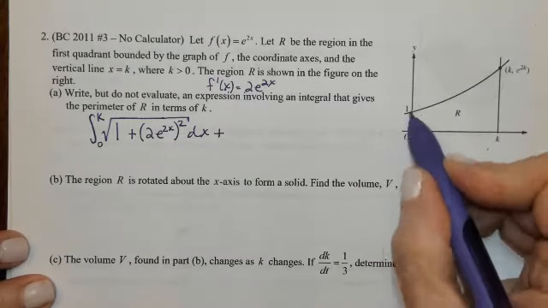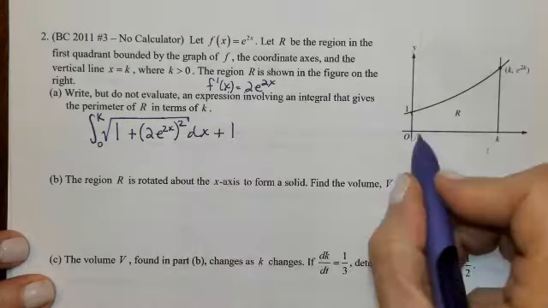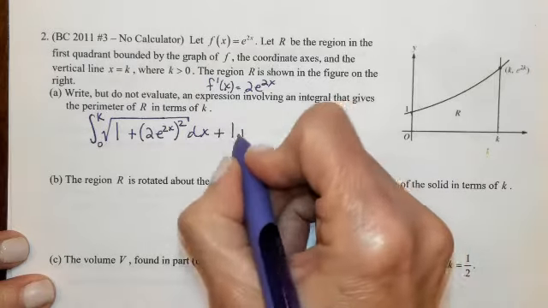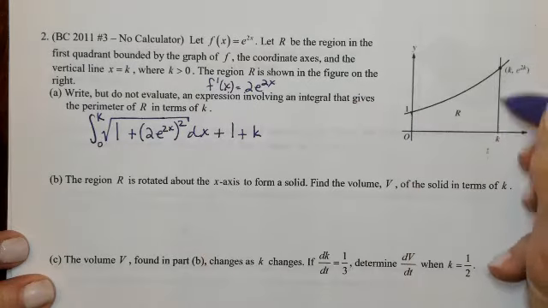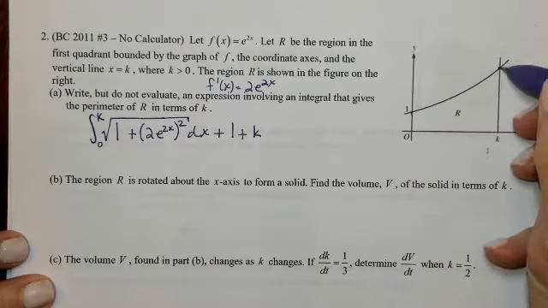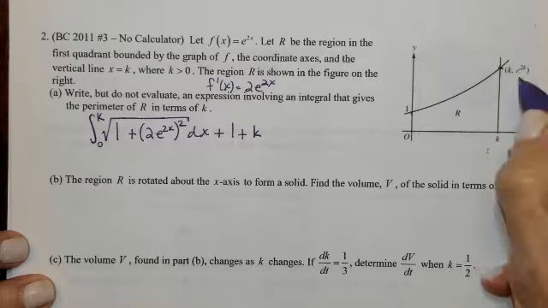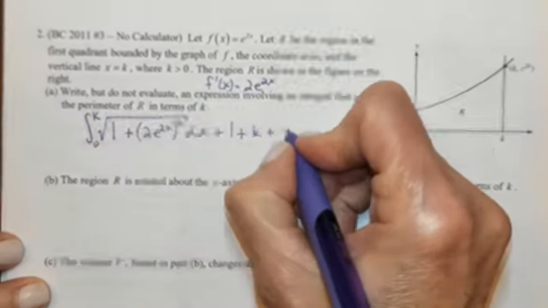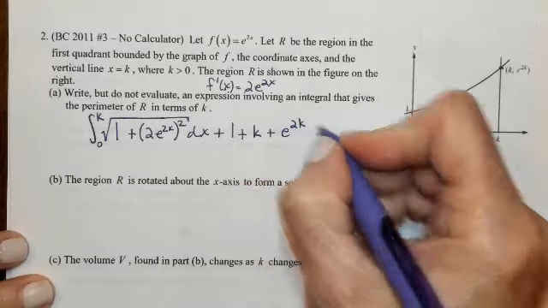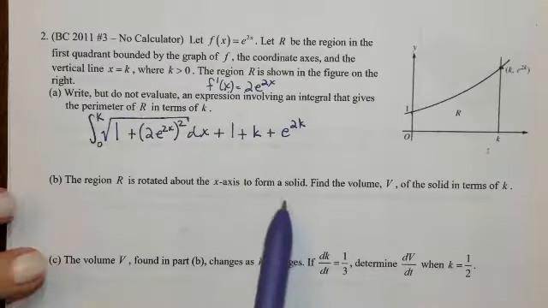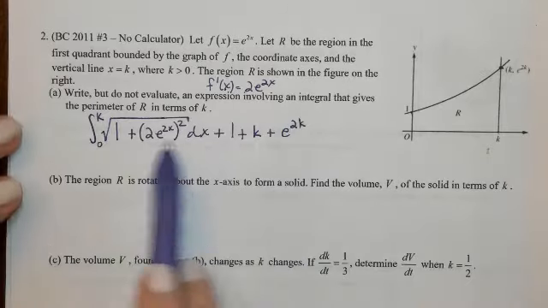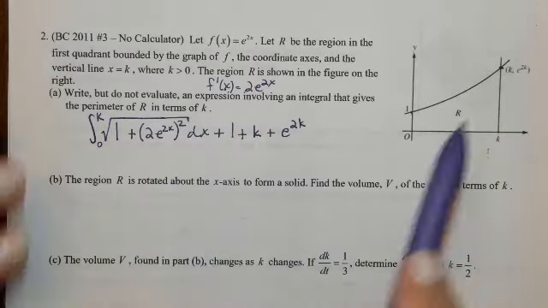This length is 1. This length is k. And this length is the y value here minus 0. The y value there is e to the 2k. And that gives us an expression involving an integral that gives the perimeter of the region R.